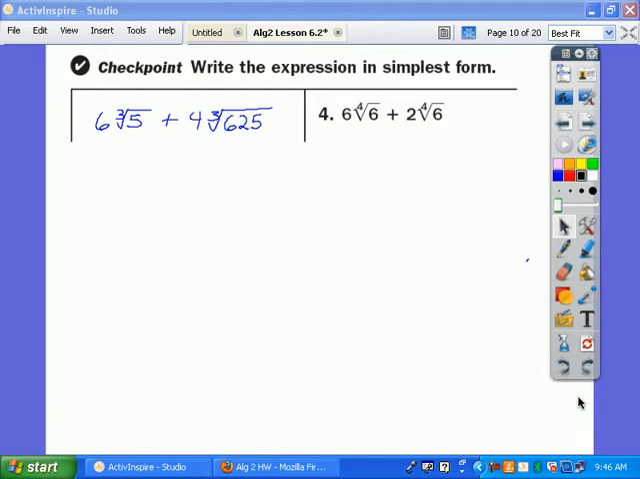All right, so this is Mr. Smith here. We are finishing off section 6.2, rational exponents, so fractions in the exponent place.